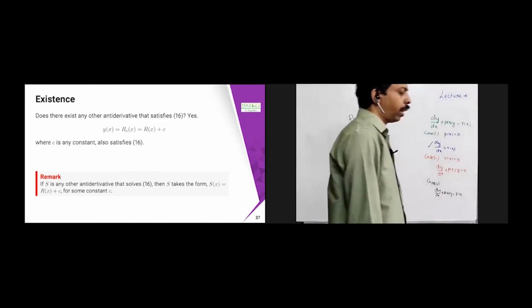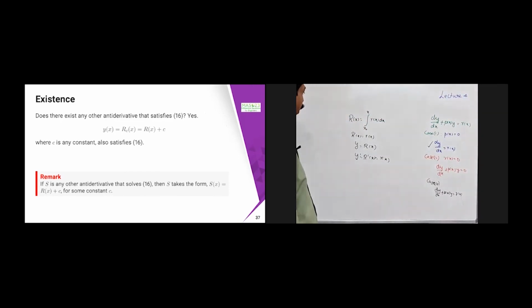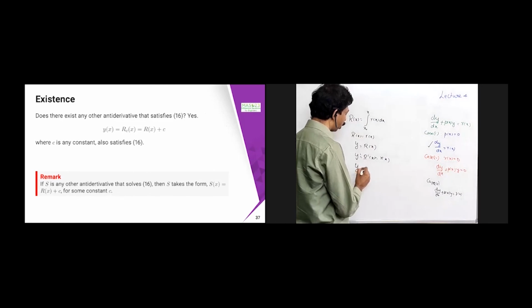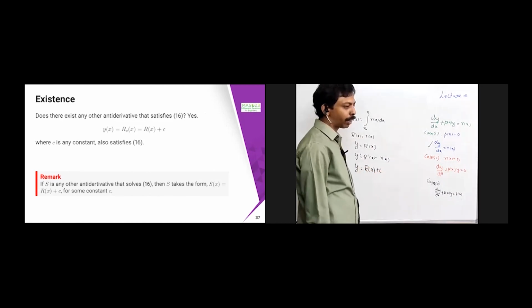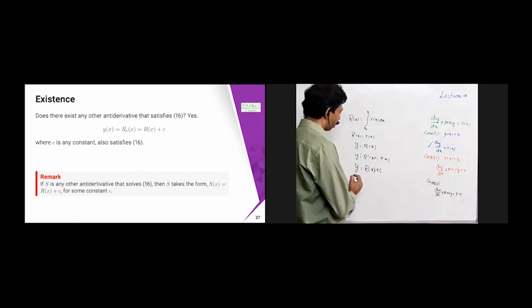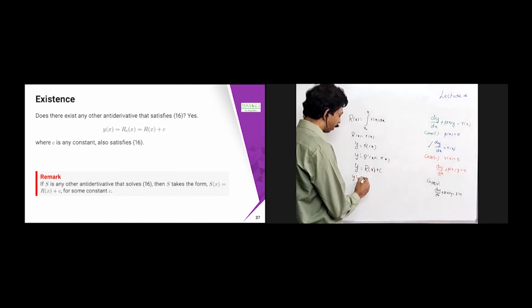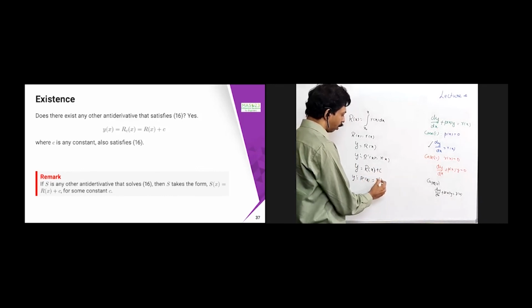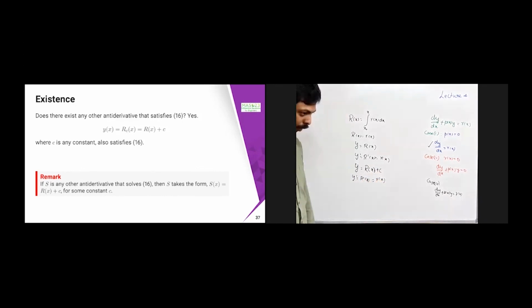Now the question is, do you have a single R of x or do you have multiple R of x? Is there any other antiderivative that satisfies this equation? That also we can check. In general, if I put y equal to R of x plus c, then this is also going to satisfy because my y dash is going to be R dash of x. Since c is constant, that is going to be 0, so that is also going to be satisfied.